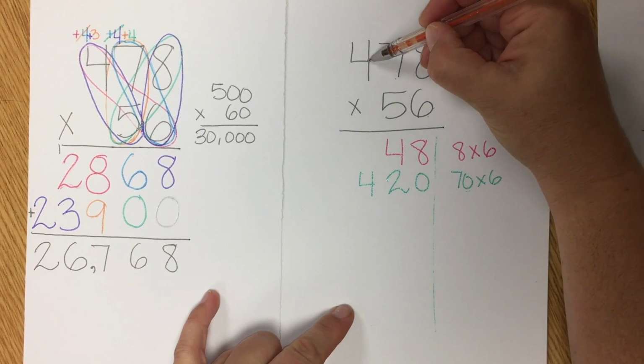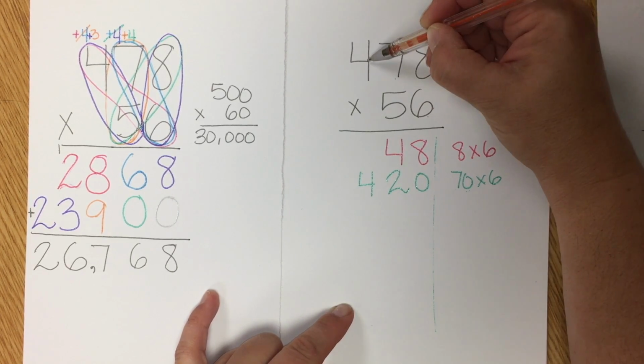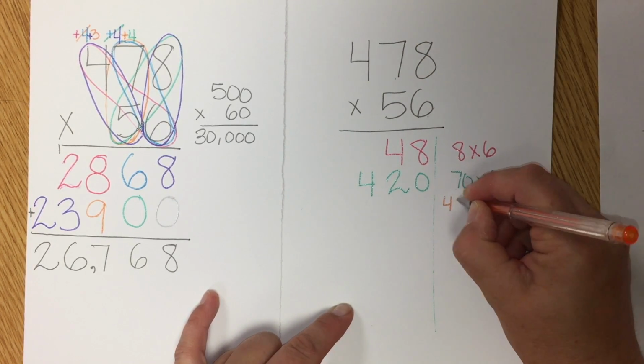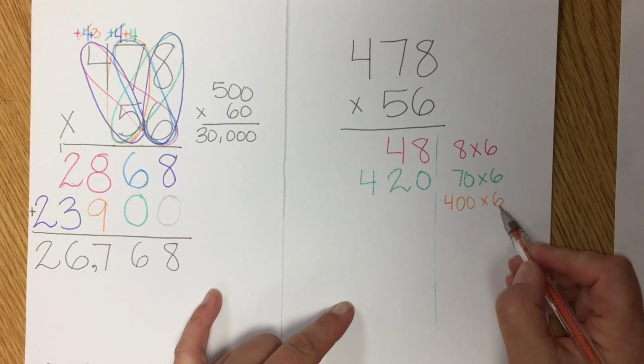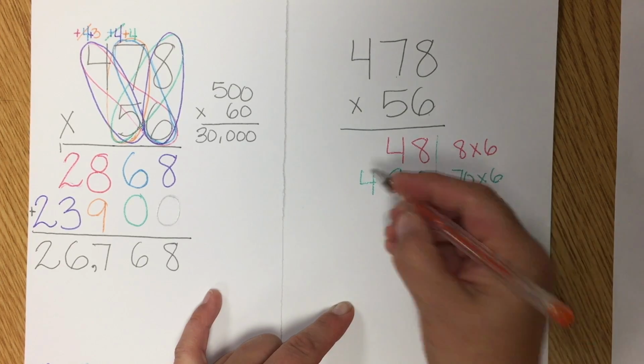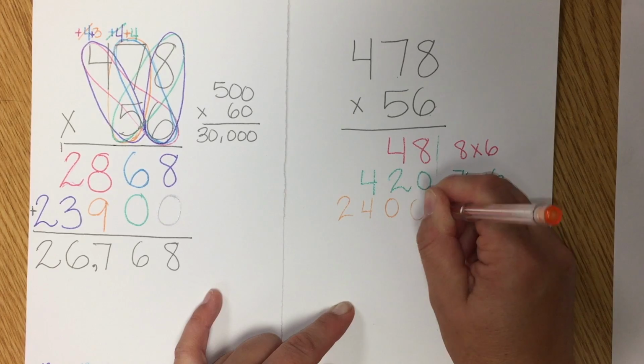Next we have 400, because this is in the hundreds place. So 400 times 6 is 6 times 4 is 24 with 2 zeros, so that's 2400.